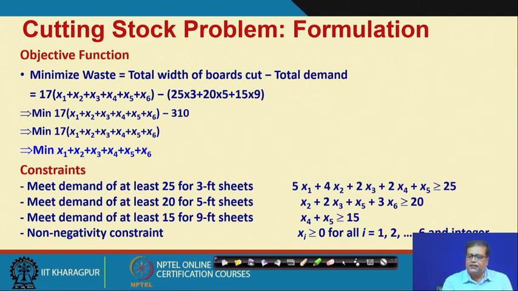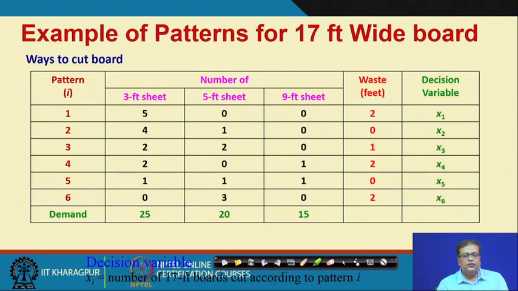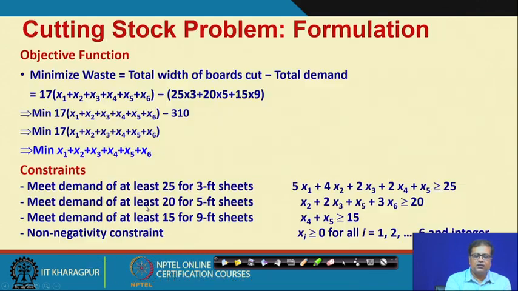Now, the idea is that look here, in the first pattern I get 5 three-feet pieces, second 4, third 2, fourth 2, fifth 1, sixth 0. So, 5, 4, 2, 2 and 1, that should be 25, that much should be available.